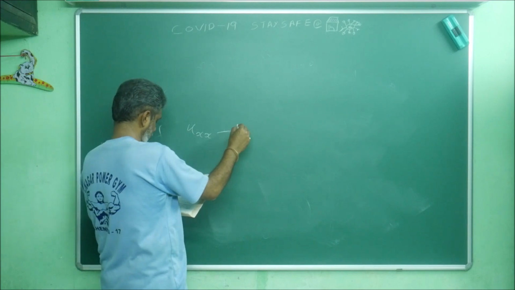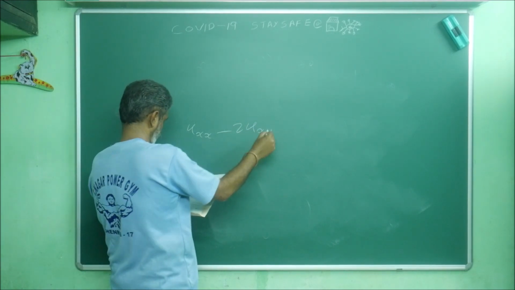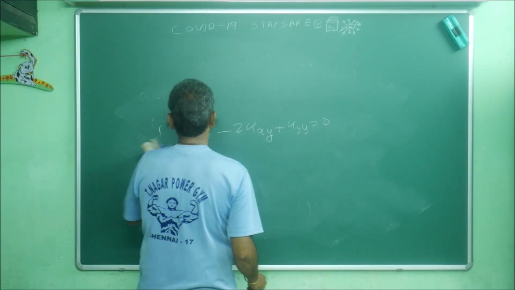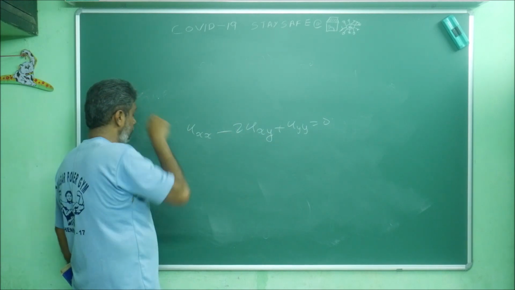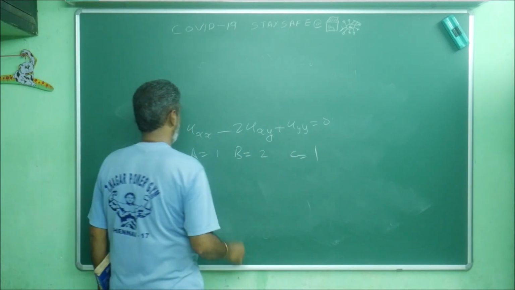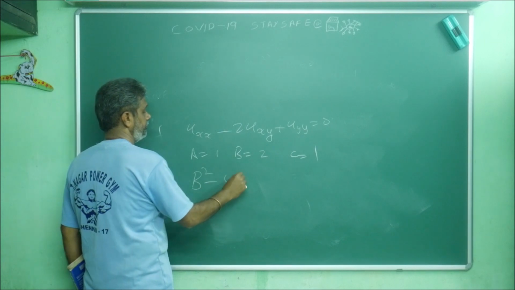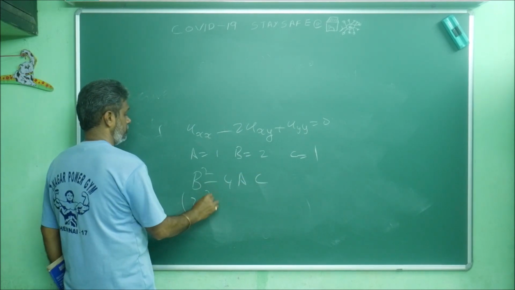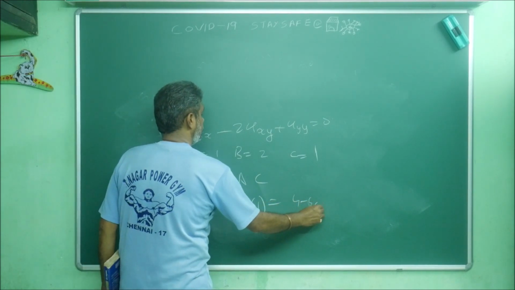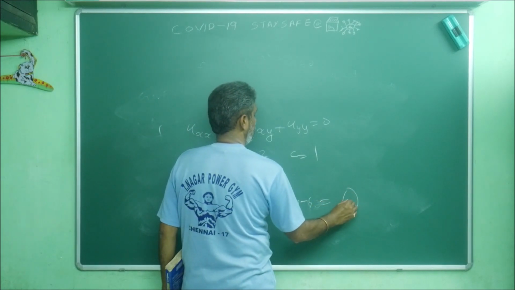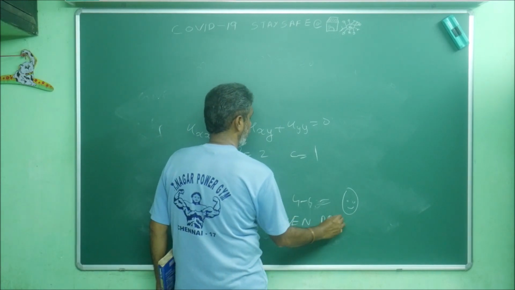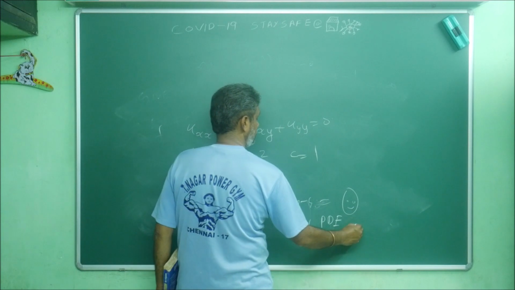Uxx minus 2uxy plus uyy is equal to 0. Then if it is not given any boundaries, then forget about it. Now a is equal to 1, b is equal to minus 2, c is equal to 1. Now b square minus 4ac is minus 2 whole square minus 4 into 1 into 1. This is equal to 4 minus 4, is equal to 0. So the given PDE is, equal to 0 means parabolic.